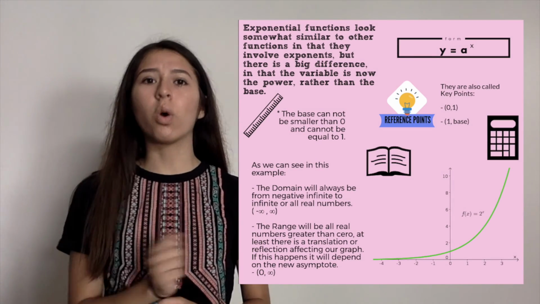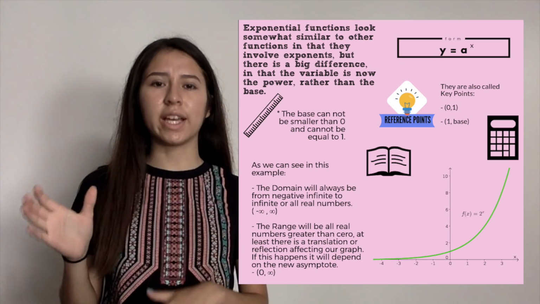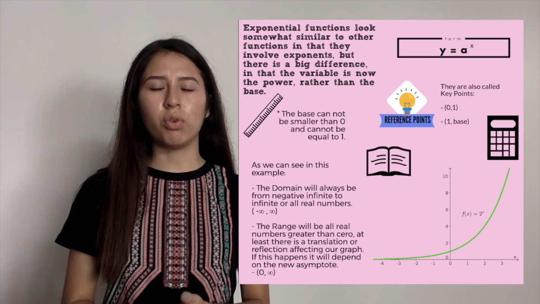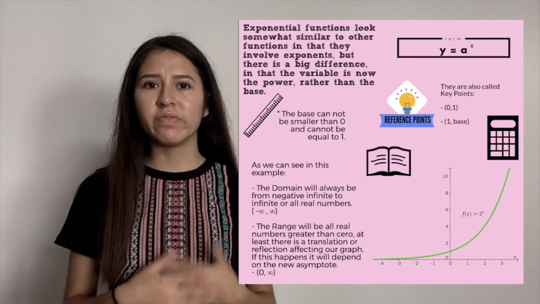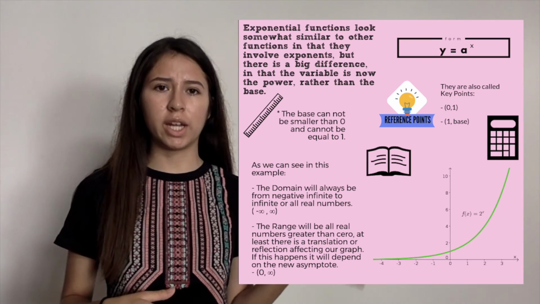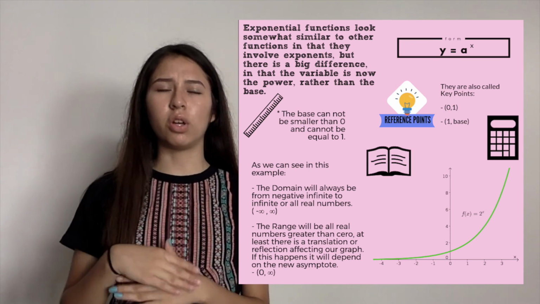The form is y equals a, that is the base, to the exponent, which is x in this case. The key points are (0, 1) and (1, base). The domain will always be from negative infinity to infinity, and the range will be from the asymptote to infinity, either negative or positive.